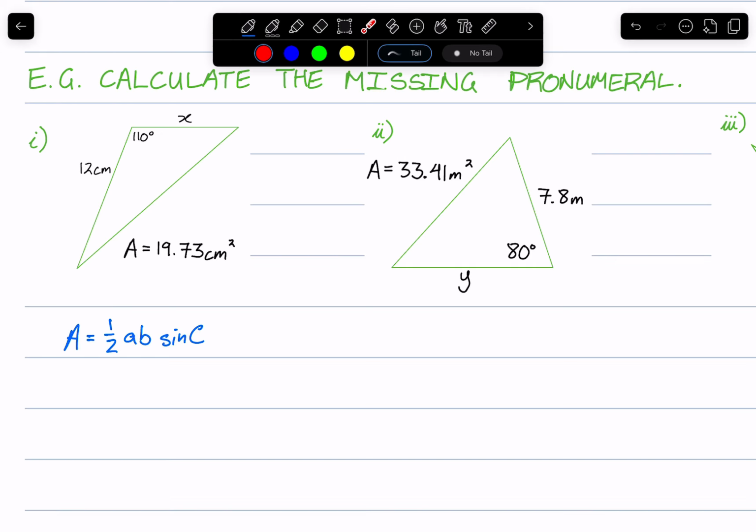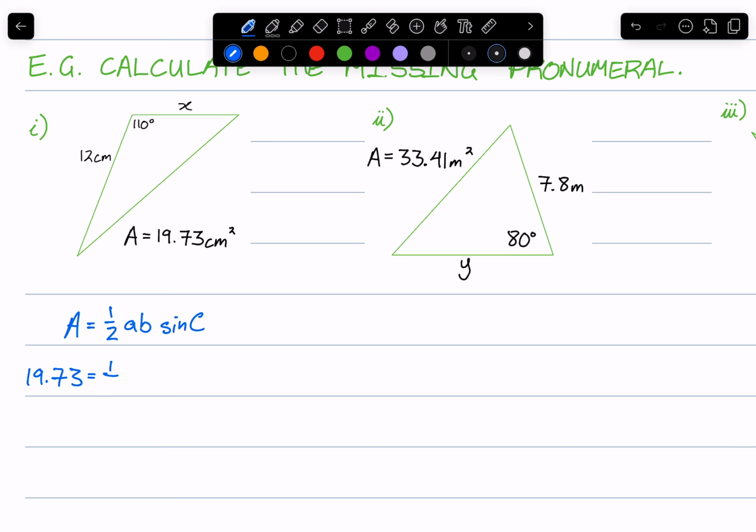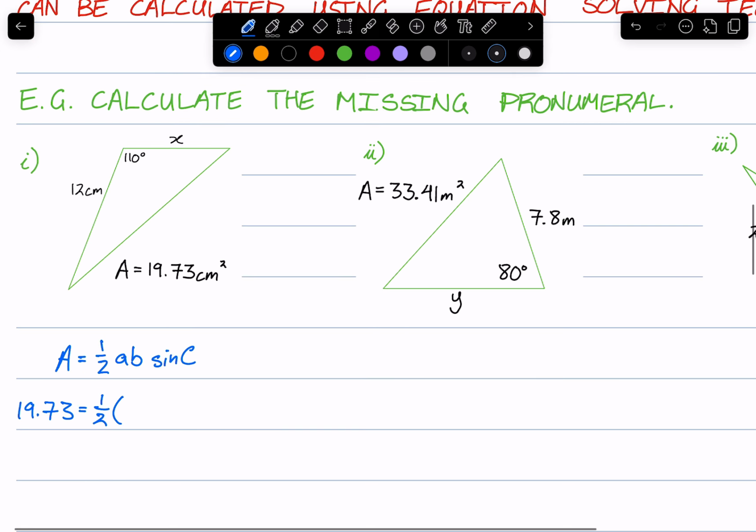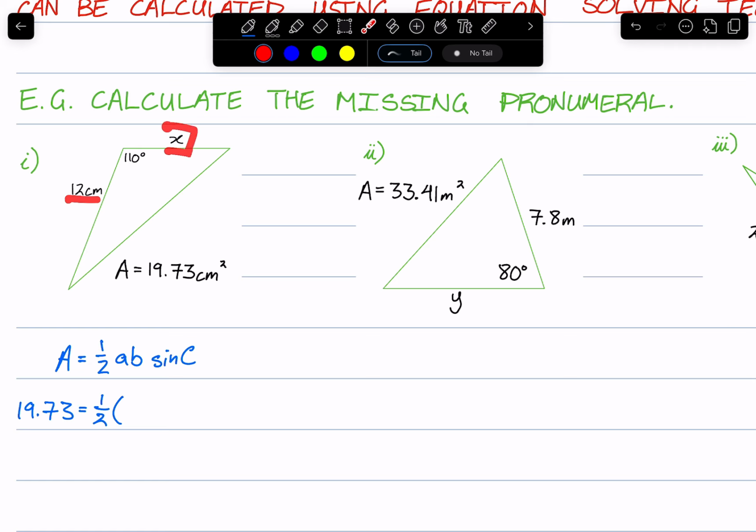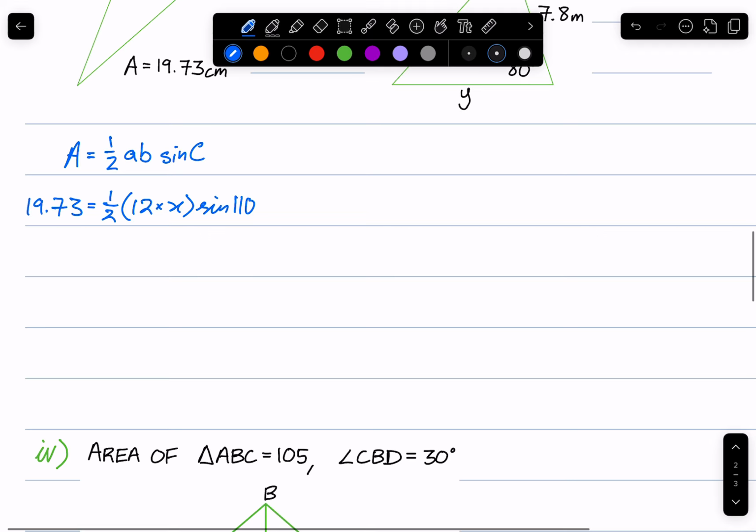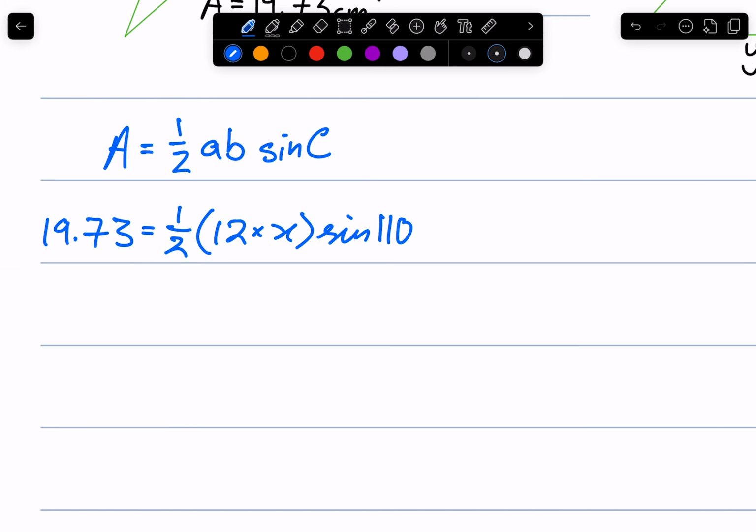So we know what the area is, 19.73. So A will become 19.73. Half remains as it is, so half times ab, and notice how one of the variables is x, so 12 times x, times sine 120. Sorry, 110. Now, I'm going to show you how to do this carefully one at a time from this point, and then in the next example, I'll show you a quicker way of doing this.